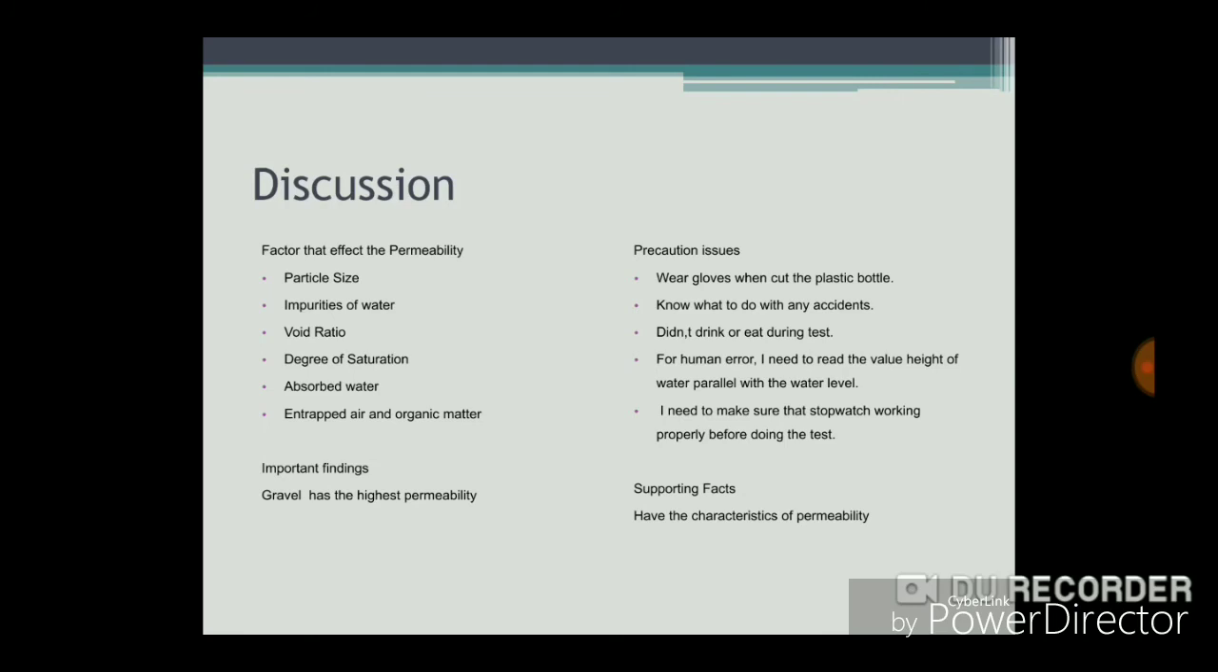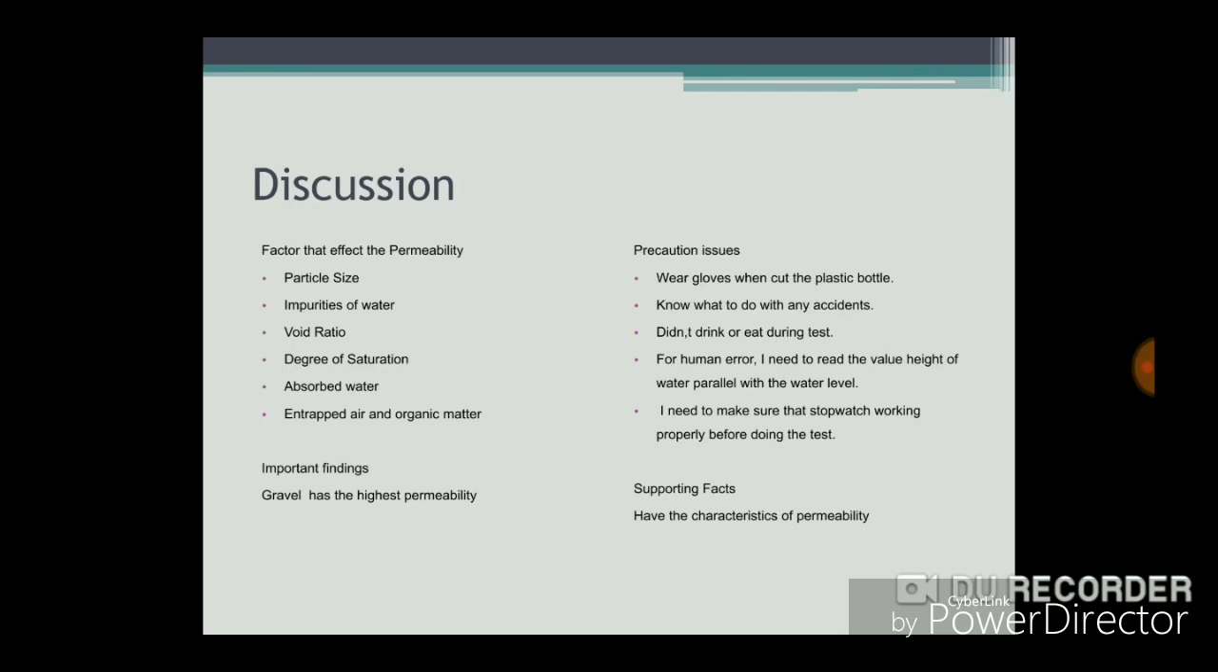For precautions, we need to wear gloves when cutting the plastic bottle to avoid any accident that will injure our fingers. Next, know what to do in case of any accident. Third, do not drink or eat during the test because the food can be poisoned. Fourth is for human error: make sure that the value is read parallel with the water level. And the last one is we need to make sure that the stopwatch is working properly before doing the test.